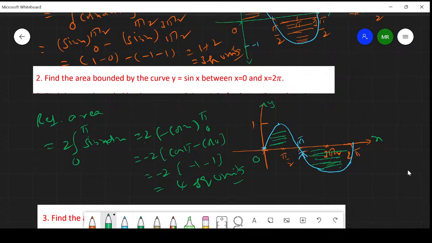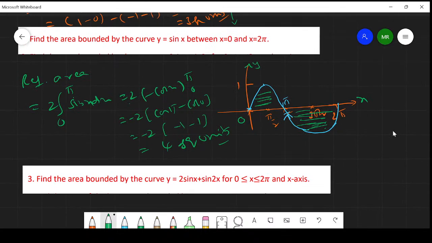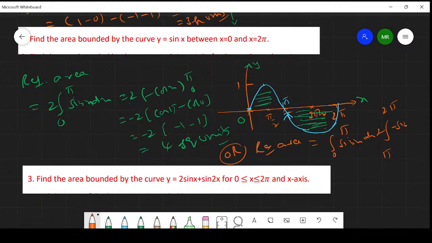If people have any confusion, I can tell you another way also. Same problem, you can do it two ways. I told you this one. You can also write this required area: 0 to pi, you will get sin x dx, plus pi to 2 pi, minus sin x dx. You can also continue like this: 0 to pi sin x dx, and below the x axis, minus sin x dx. You can do it like this also.